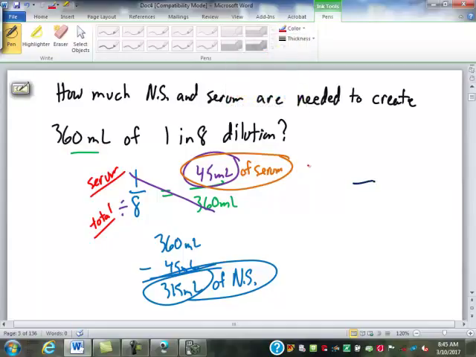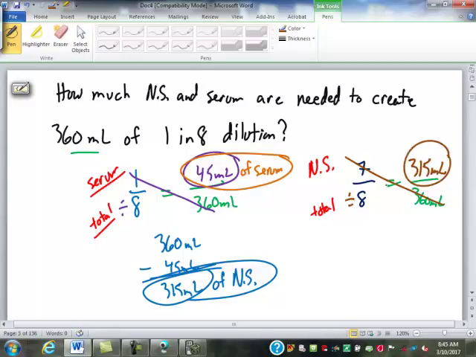So what I'm going to do is create the ratio of saline to total, which is just going to be 7 to 8. Because if out of the 8 parts, 1 is serum, the other 7 are saline. And put in my 360 total here. And when I cross multiply and divide, 7 times 360 divided by 8, I do get 315 milliliters. So 315 milliliters of saline does work. In cases like that where I can do it 2 ways, I do, just to make sure I get the same answer both ways.